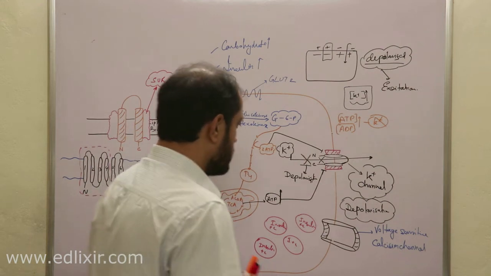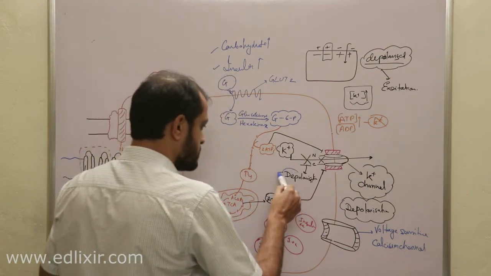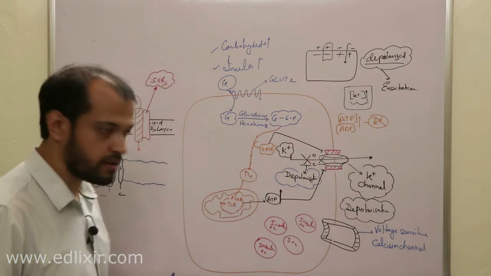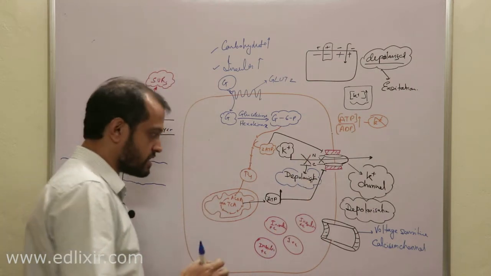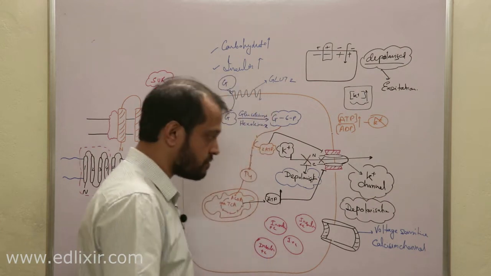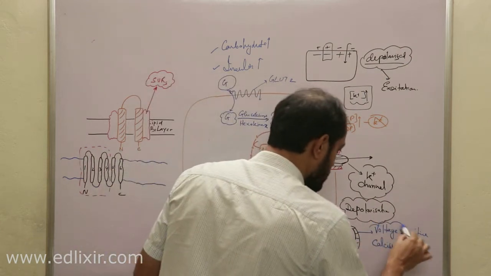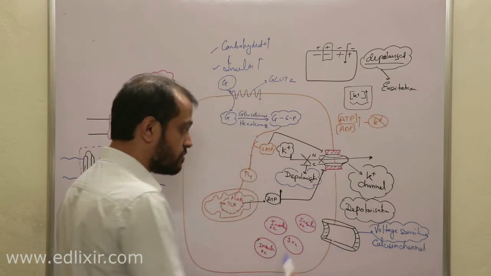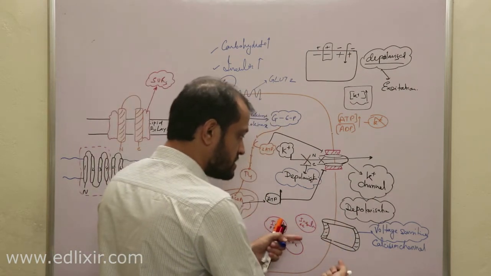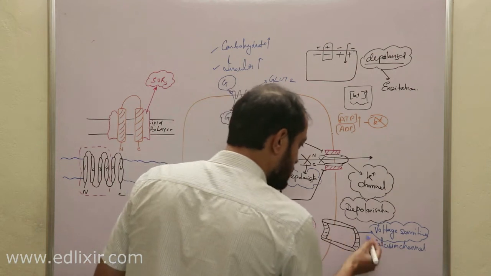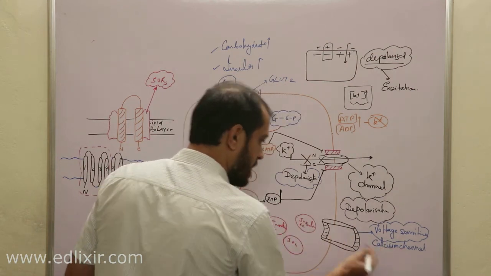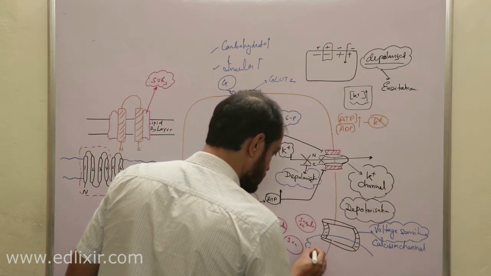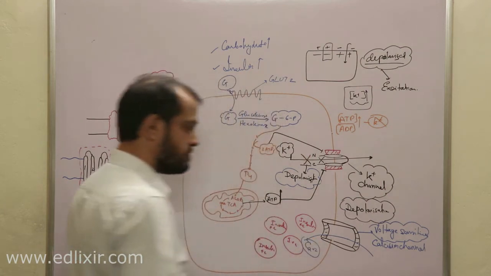Now, due to depolarization, there will be disturbances in your potential differences. There will be different potential differences across different regions of the cell membrane. Therefore, these potential difference changes will actually be sensed by this voltage sensitive channel, and calcium will start its influx. Calcium will enter.